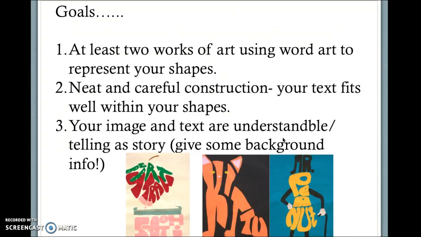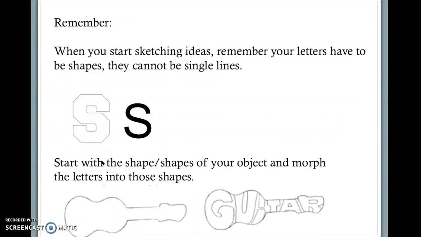Okay, so let's talk now about your goals. You're going to make 2 works of art using your shapes. You're going to use neat and careful constructions to make sure that your text fits well within your shapes. And then your image and text are understandable, so they're telling some sort of story. So that's where your background information and your details come in. So let's talk now about how we start. I'm going to show you a demo video of how I start to fit my letters into the shape of the object that I want to create.